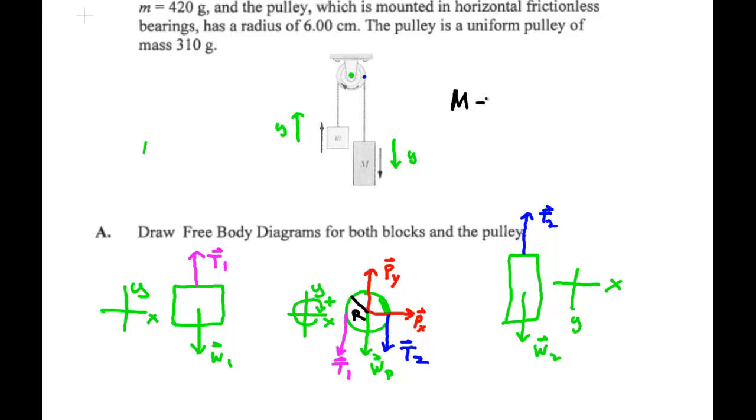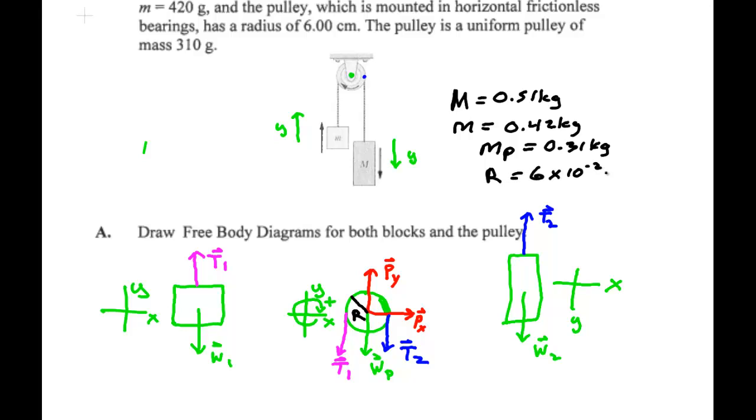Big M is 0.51 kilograms. Little m is 0.42 kilograms. Mass of pulley is 0.31 kilograms. R is 6 by 10 to the minus 2 meters. Those are the things that we need to know in order to calculate stuff later in the problem. All right, let's go to the next question they ask us on this.